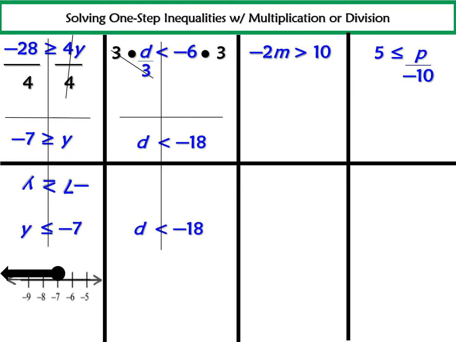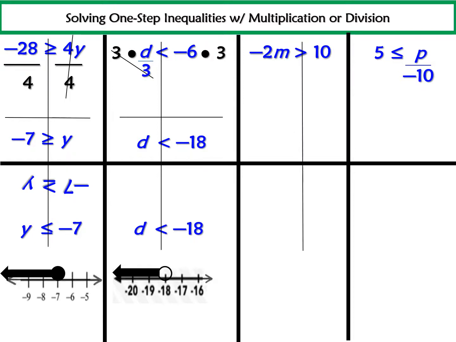Now, in this case, the variable is already on the left-hand side, so it does make plotting it on a number line a little bit easier. So since we just have a less than sign, we're going to put an open dot above -18, and we're going to send the arrow in the less than direction.